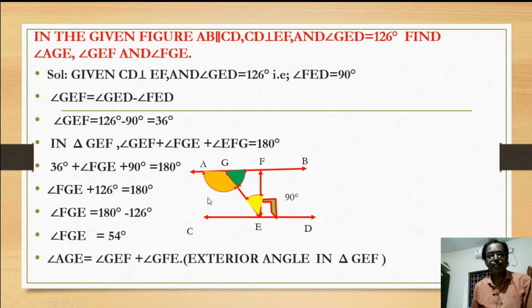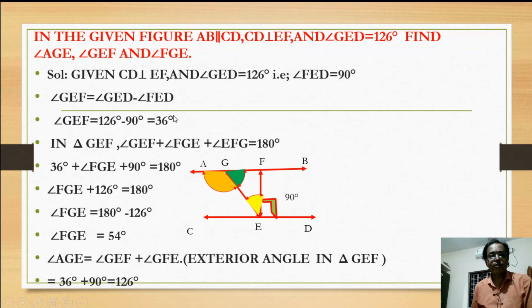Now, actually, this AGE is exterior to triangle GEF. So by the exterior angle definition or condition, we can write angle AGE is equal to GEF plus GFE, sum of its opposite interior angles. That means angle E plus angle F in triangle GEF. Now, angle GEF is 36, angle GFE is 90. So 36 plus 90, 126.